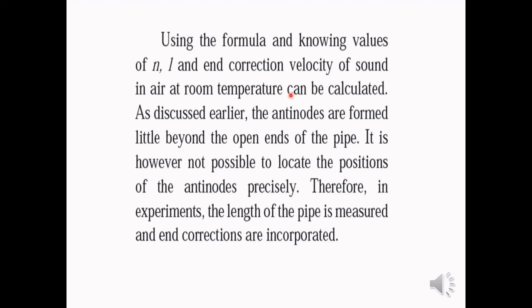Now as we have discussed earlier, the antinodes are formed little beyond the open ends of the pipe, and it is not possible to locate the exact positions of the antinodes. So therefore, in experiments, the length of the pipe is measured, that is small l is measured, and the end correction is calculated. So let us discuss the experimental method to calculate the end correction.